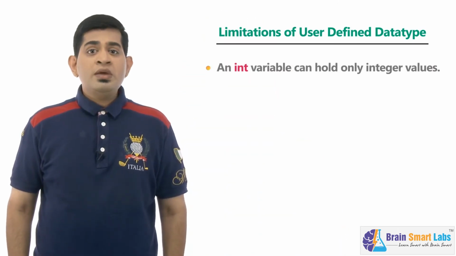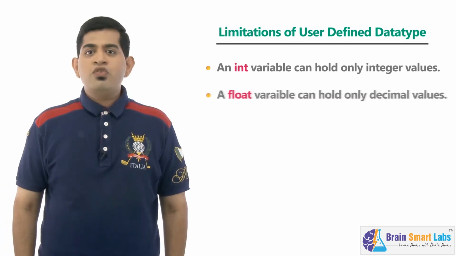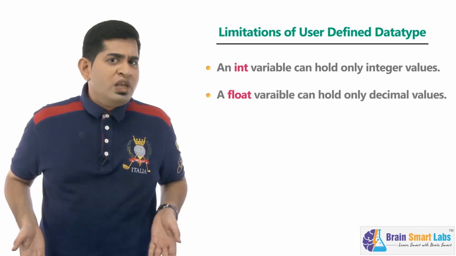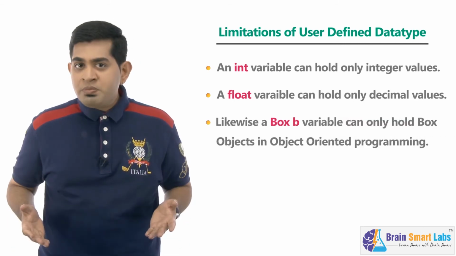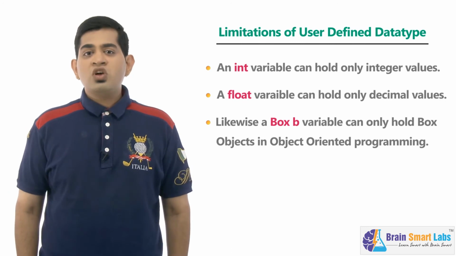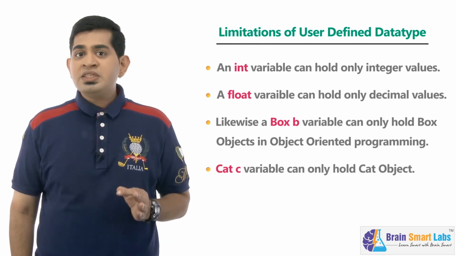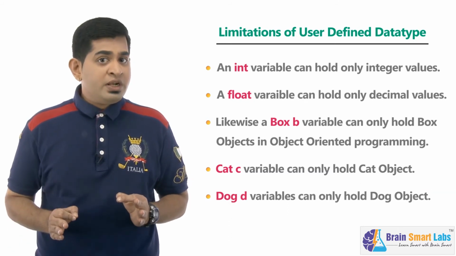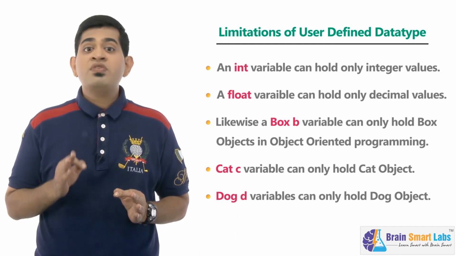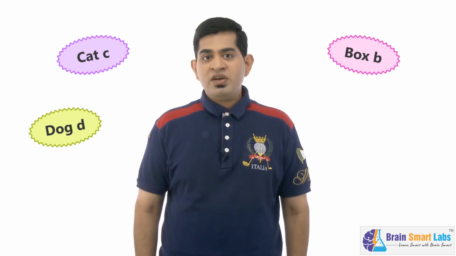An int variable in Java can hold only integer values. A float variable in Java can only hold floating point values. Likewise, a box variable b can only hold the address of box objects in OOPS. Similarly, a cat variable c can only hold the address of a cat object, and a dog variable d can only hold the address of a dog object. The variables b, c, d are known as user defined variables in Java.